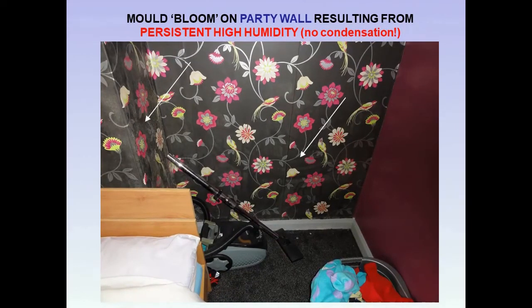Rather an interesting case as well, mould bloom on a party wall. Again, it's resulted from persistent high humidities, and the arrows show this bloom. Interestingly enough, nothing showed even on the corner of the right-hand wall. It was that particular wallpaper that showed all this bloom. Condensation never occurred on that wall.